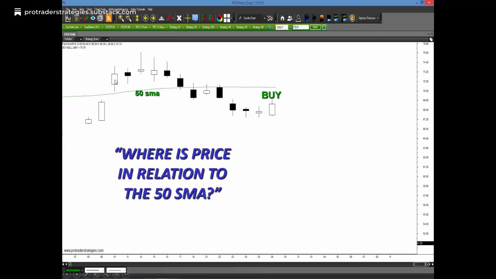Now, originally price was above, but look what's happened. 1, 2, 3, 4, 5, 6, 7 closes below. That is more than enough to tell us that the overall trend is down. And remember what we said, we will never be a buyer if price is below the 50-period moving average. Why? Because the odds are not in your favor that that is going to go higher.